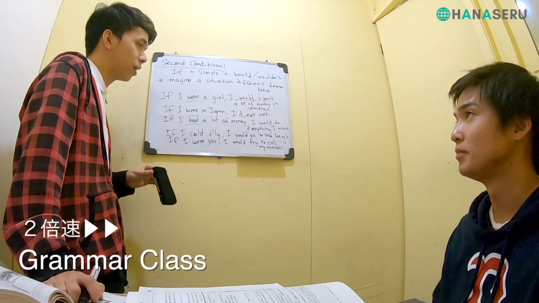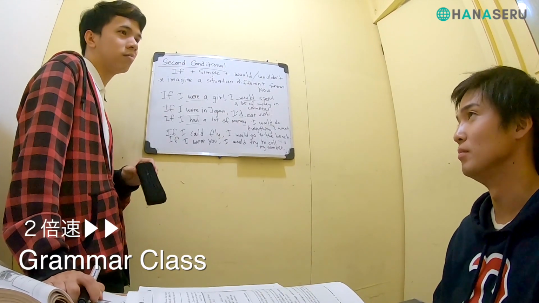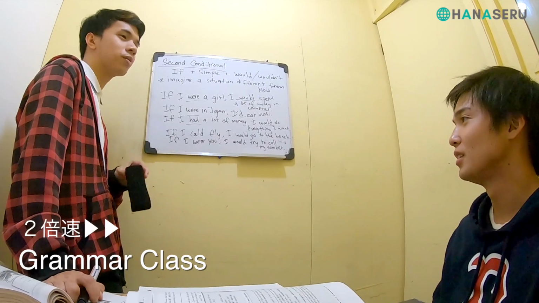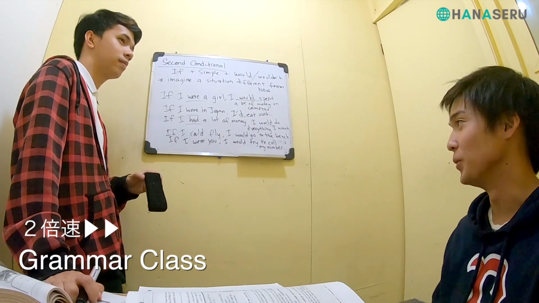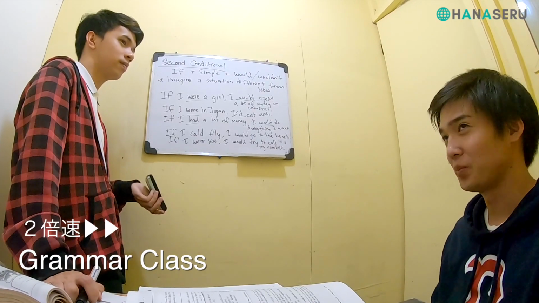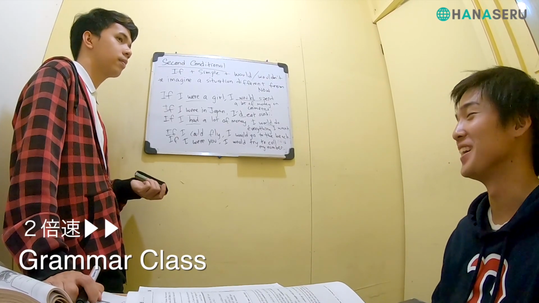I'll give you a situation. Give me an if I were you sentence. I'm thinking about going to Japan. If you were me, where would you go? If you were a tourist, where would you go? If I were you, I would go to Hokkaido. Why would you go to Hokkaido? Hokkaido, you can eat a lot of sushi there. Okay, you're getting a lot of sushi.